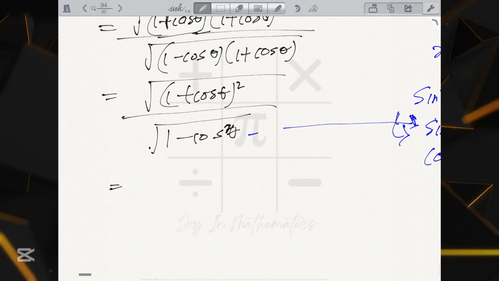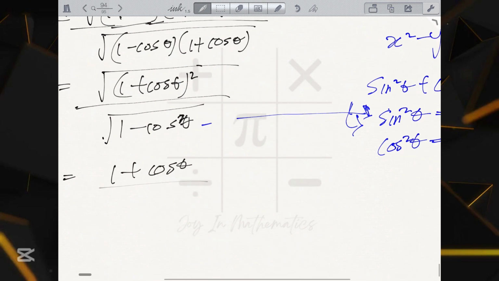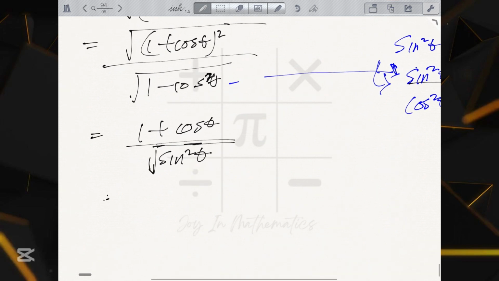So moving on, let's simplify the numerator. We have a square root and we also have a square, so they will nullify each other. So we'll have 1 plus cos theta, and the denominator will be simply the square root of sine squared theta. Just like we have in the numerator, this will be simplified further to give us 1 plus cos theta divided by sine theta.